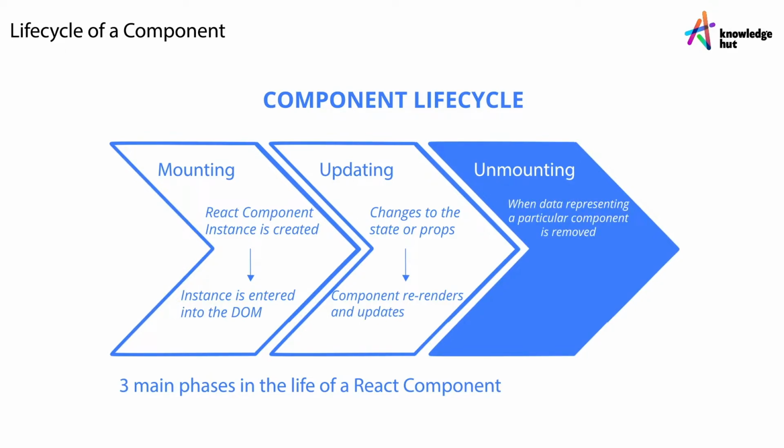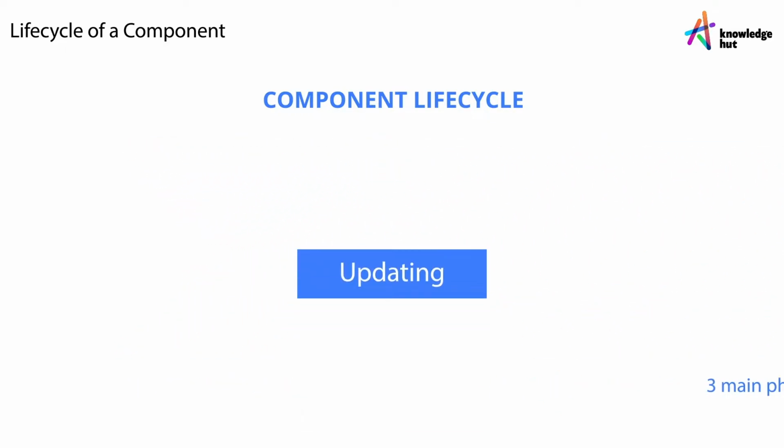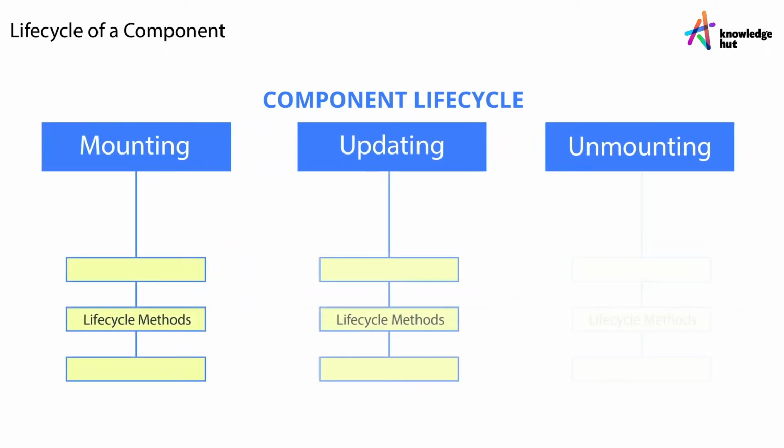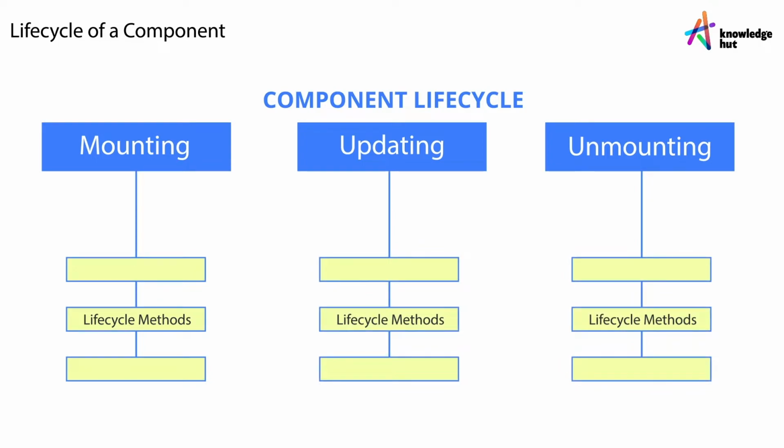This happens when the data representing a particular component is removed, causing React to remove the associated component. Across these three phases, we get multiple lifecycle methods that are aimed at customizing the behavior of the component at a macro level. So let's try and run through these lifecycle methods to understand their significance.